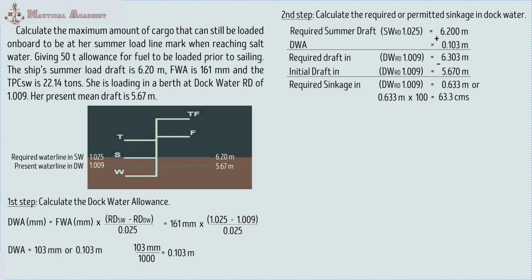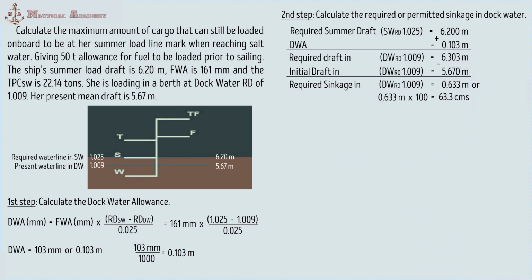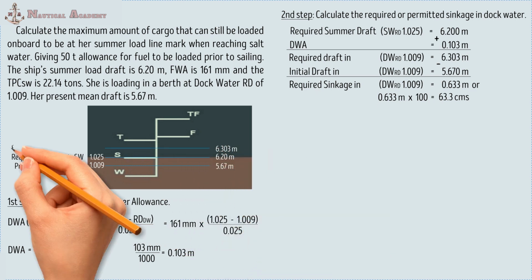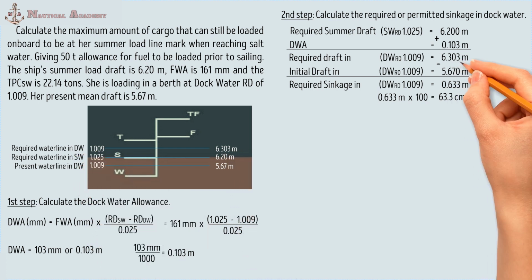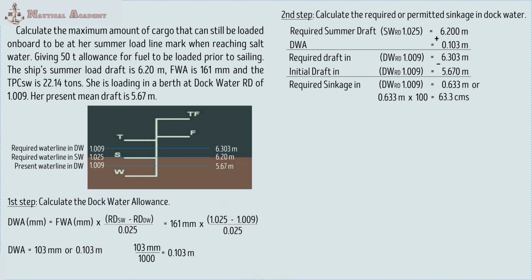Let us go back to our load line mark. In this problem, the required mean draft in dock water is 6.303 meters. Let us assume that this is the water line when the ship's mean draft is 6.303 meters when she is floating in dock water at a relative density of 1.009. It means that when the ship departs in dock water with a mean draft of 6.303 meters, when she reaches salt water, her mean draft will become 6.20 meters, disregarding the change in draft due to fuel consumption. This change in the ship's draft is the effect of the change in water density.